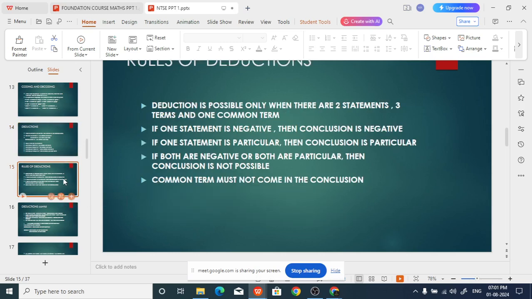Read rule number 2. If one statement is negative, then the conclusion is negative. Very good. Carry on.